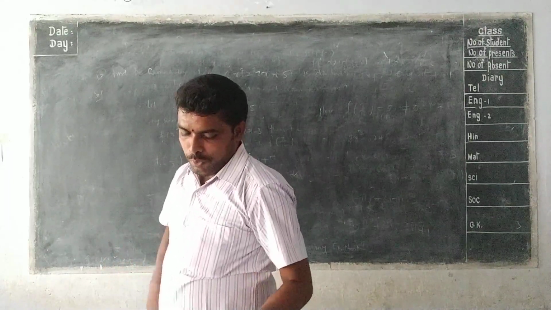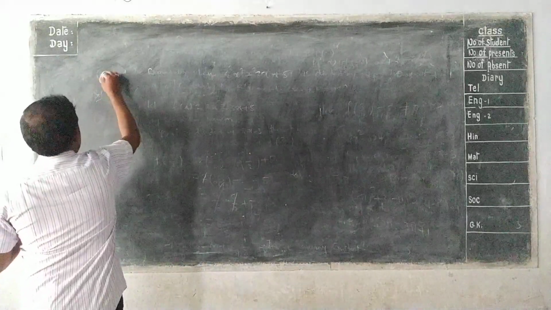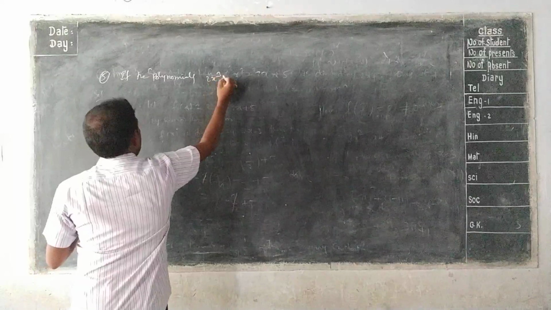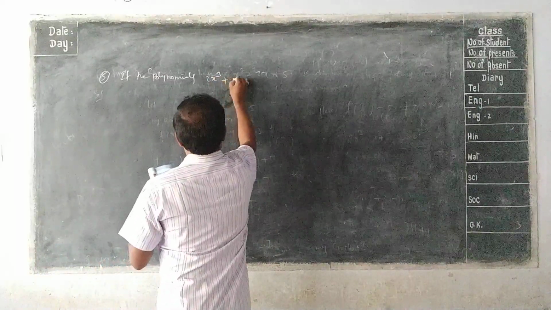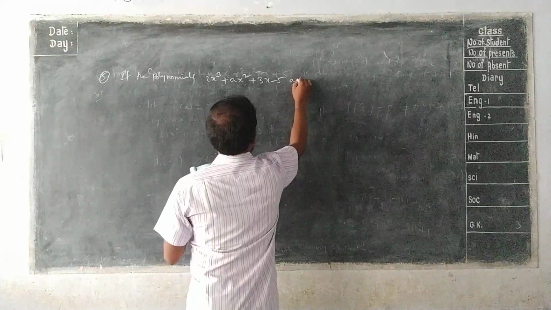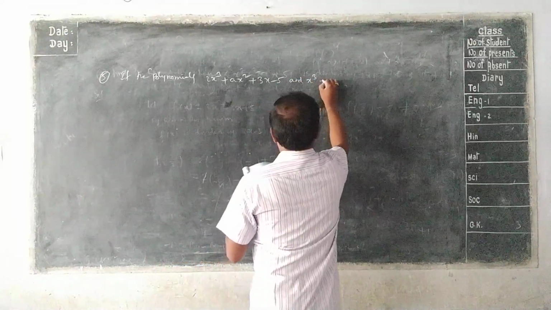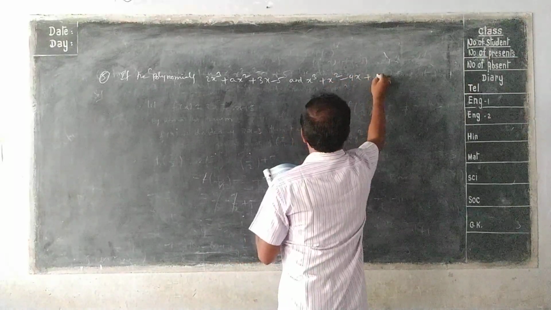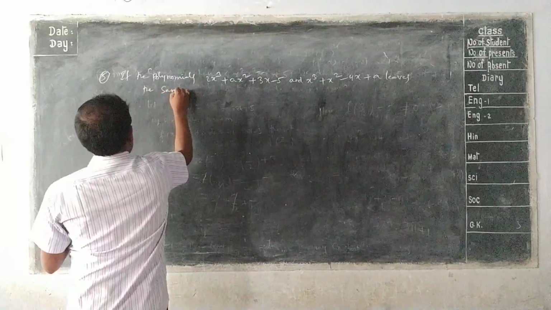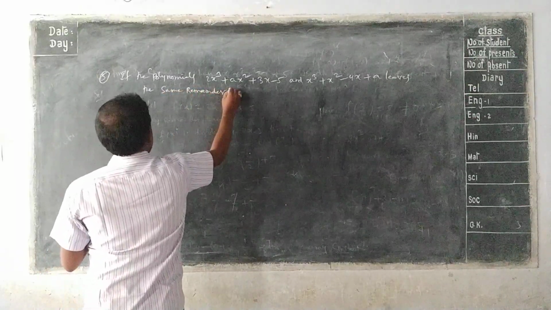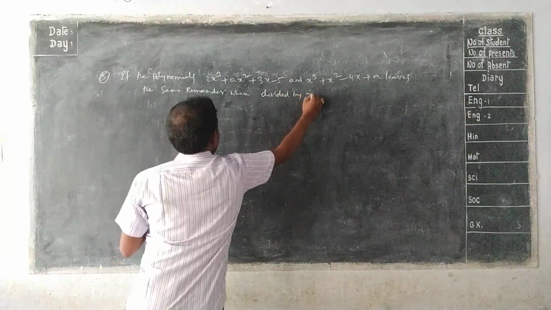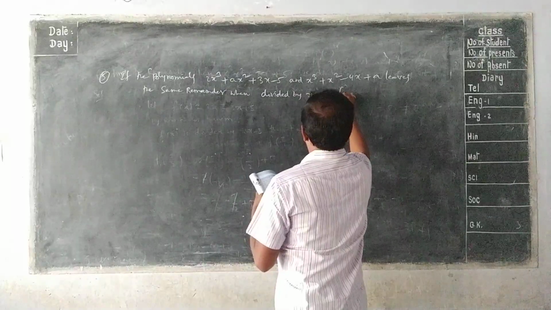Now fifth problem. If the polynomials 2x cube plus ax square plus 3x minus 5 and x cube plus x square minus 4x plus a leave the same remainder when divided by x minus 2, find the value of a.